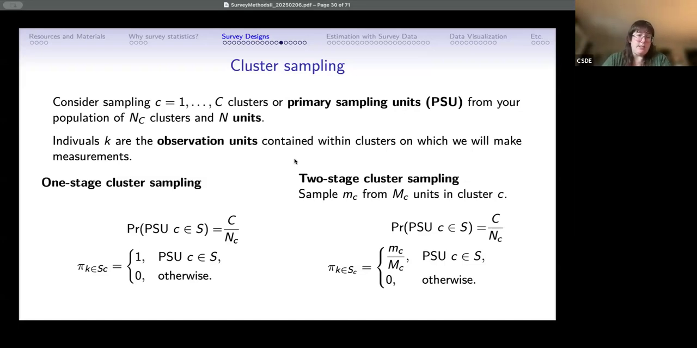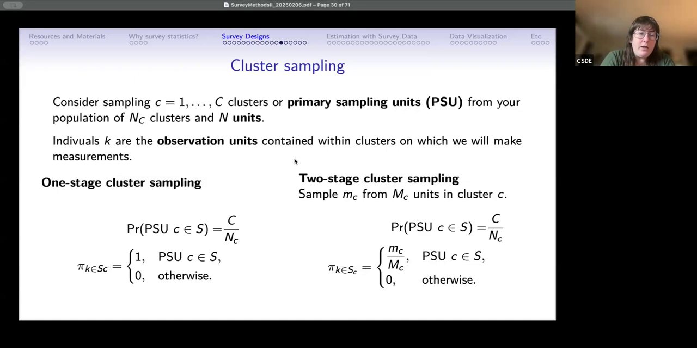So for one stage cluster sampling, we need to first calculate the probability that each primary sampling unit or cluster would get sampled. And then we can think about the probability that the individuals within the cluster get sampled.